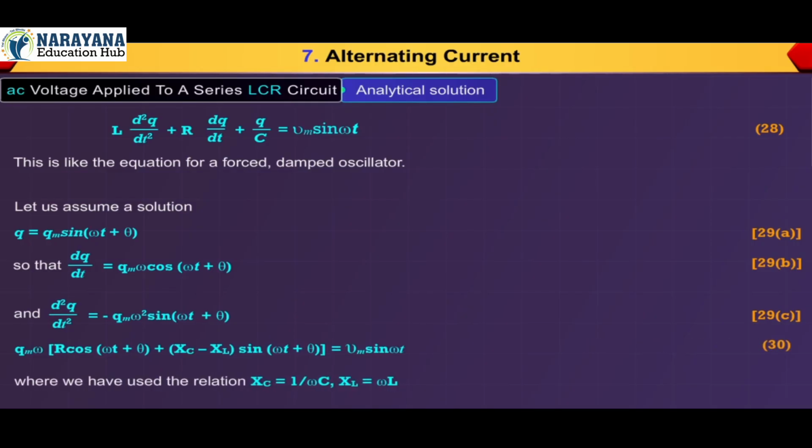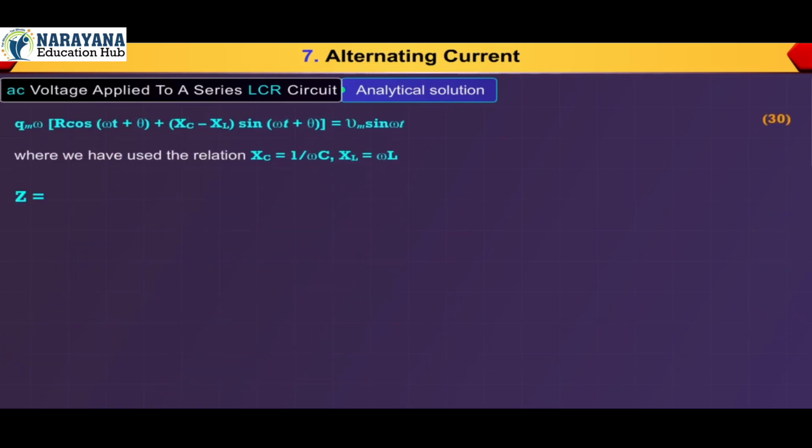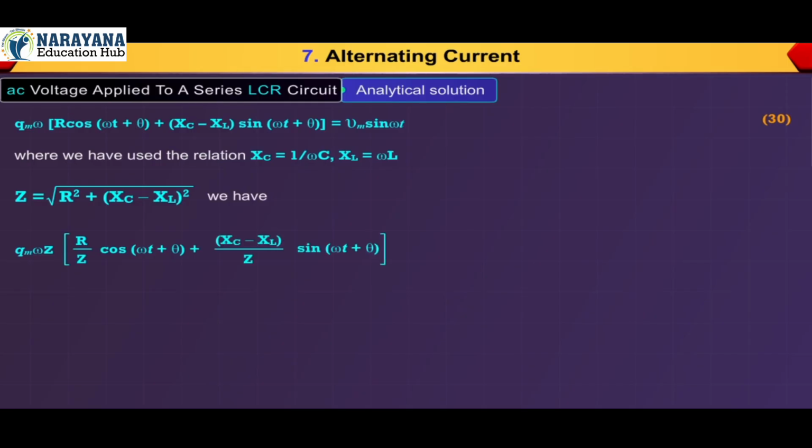equation 30, where we have used the relation Xc is equal to 1 upon omega C, XL is equal to omega L. Multiplying and dividing equation 30 by Z is equal to square root of R square plus (Xc minus XL) whole square, we have Qm omega Z into [R upon Z cos (omega t plus theta) plus (Xc minus XL) upon Z sin (omega t plus theta)] is equal to Vm sin omega t, equation 31.